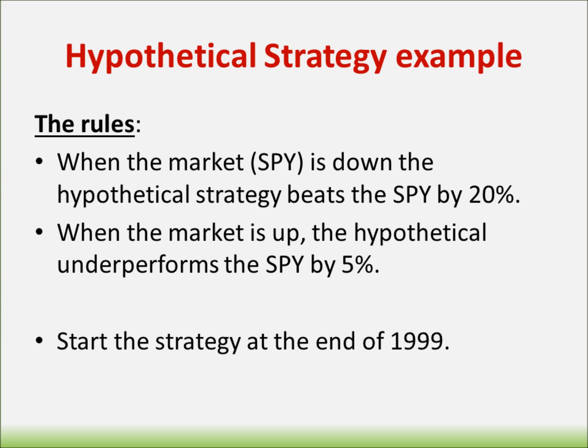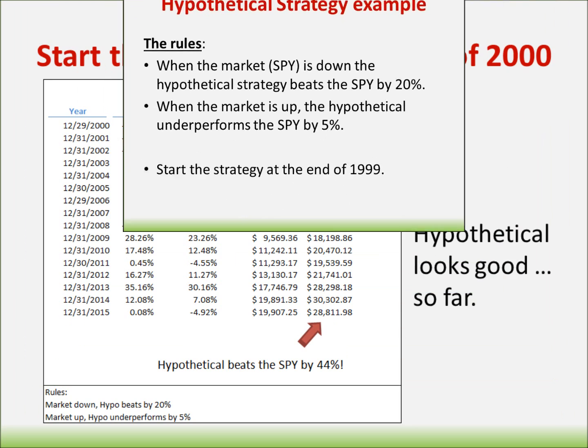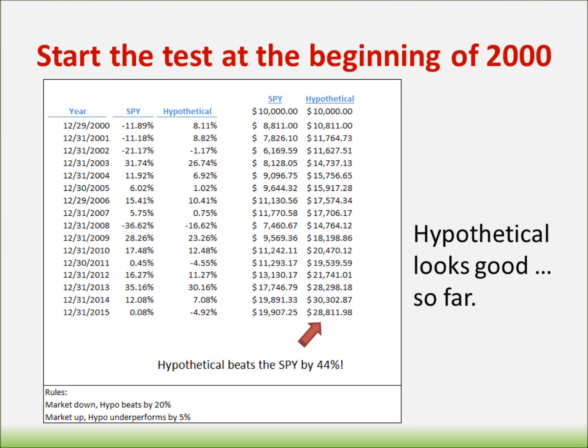So let's start by showing a hypothetical strategy example with two simple rules. Rule number one, when the market is down, the hypothetical strategy will beat the market by 20%. And rule number two, when the market is up, the hypothetical strategy will underperform the market by 5%. And we implement the strategy starting at the beginning of the year 2000, and this is what the performance looks like for the strategy and the SPY benchmark.